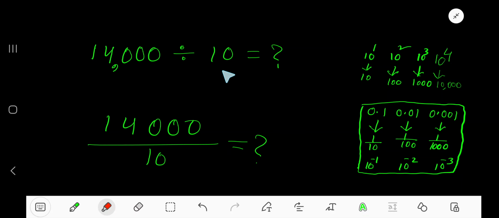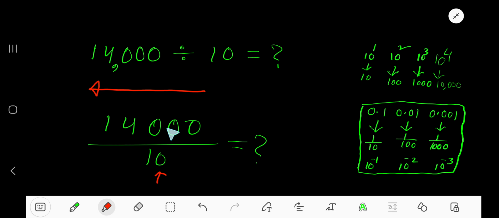14,000 divided by 10. Here 10 is a divisor. 10, 100, 1,000, 10,000 are called powers of 10, of course positive. To divide a whole number by a power of 10, just count the number of zeros in the power of 10 and move the decimal point from right to left. Division means repeated subtraction.